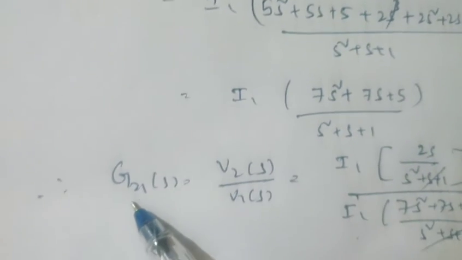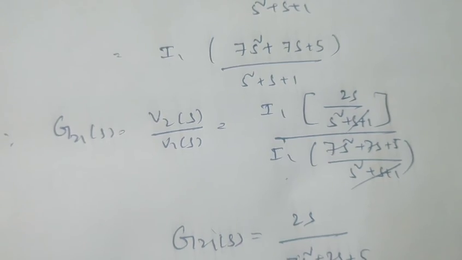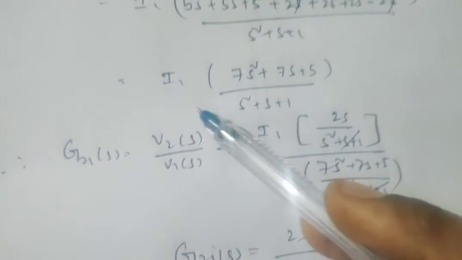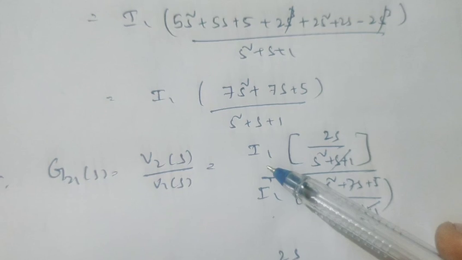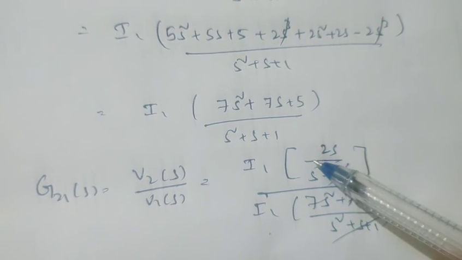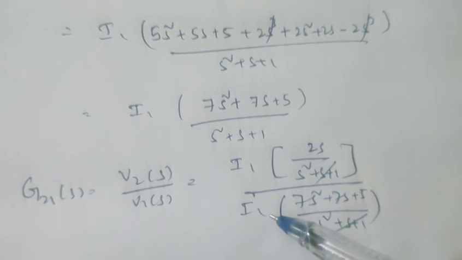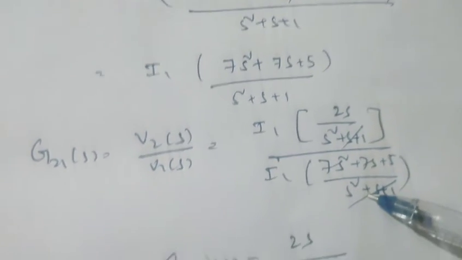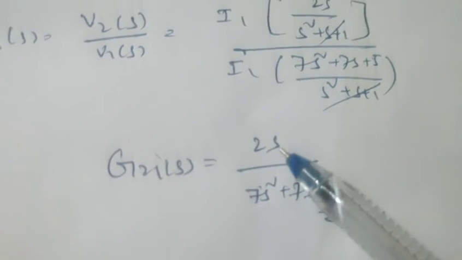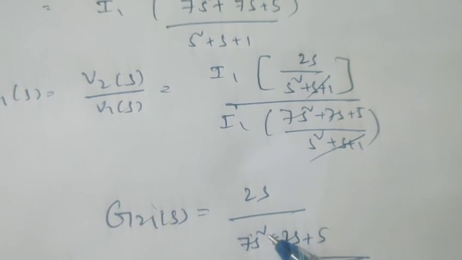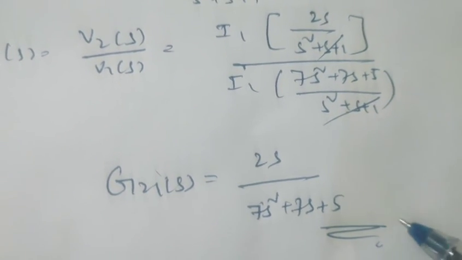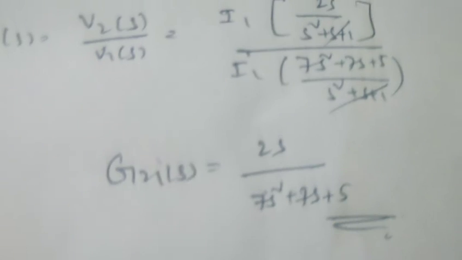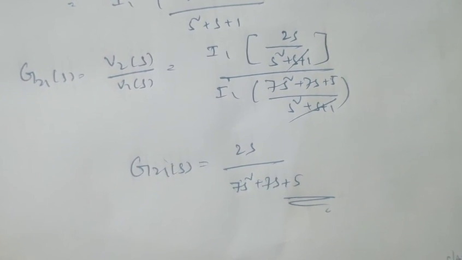So G21 of S is equal to V2 of S by V1 of S. V2 of S is I1 into 2S by S square plus S plus 1, and V1 of S is the value we just found. Simply substitute these values, and the denominator terms will get cancelled. Therefore G21 of S is equal to 2S by 7S square plus 7S plus 5. By this way we have to solve these impedance values. Thank you.